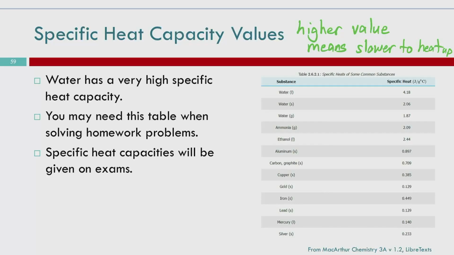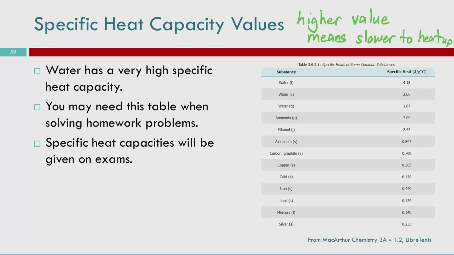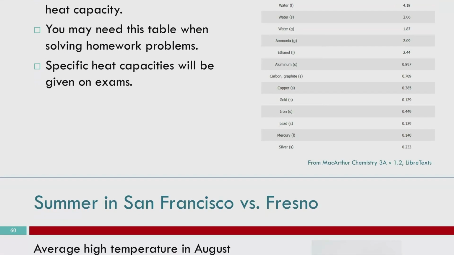This is a really high value, even though it doesn't look like a big number. Compare that to lead down here, which is 0.129, or gold 0.129, copper 0.385. Metals typically have really low values because they don't have a very high specific heat capacity. They'll heat up very quickly, very rapidly, with a little bit of heat. They conduct heat very well.